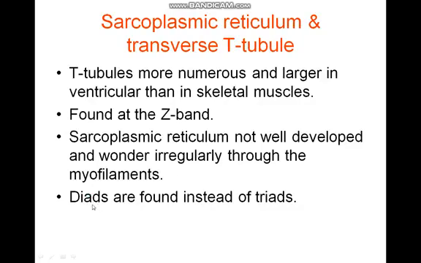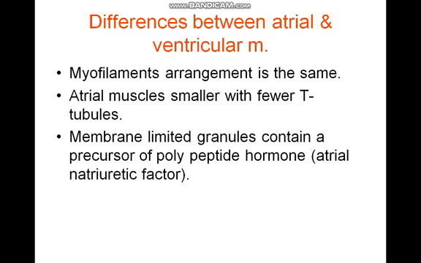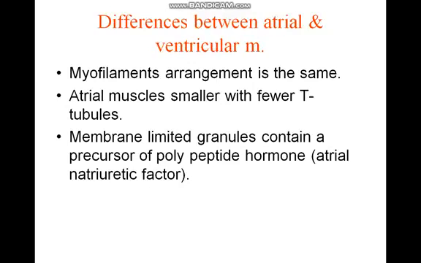And here we have a diad, which is one T-tubule with one terminal cisterna of sarcoplasmic reticulum. Unlike the skeletal muscle, where we have a triad, which is a single T-tubule with two adjacent swellings of terminal cisternae of sarcoplasmic reticulum. The myofilament arrangements also differ, and we have the atrial muscle smaller than the ventricular with few T-tubules, and we have specific granules in the atria called atrial natriuretic factor, found in the wall of the atrium, and it is concerned with certain types of arrhythmia.